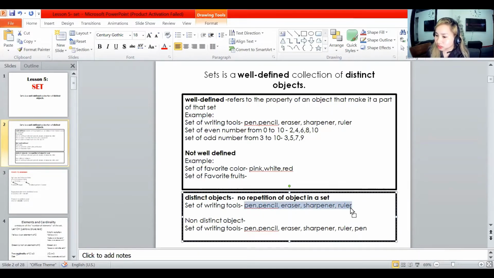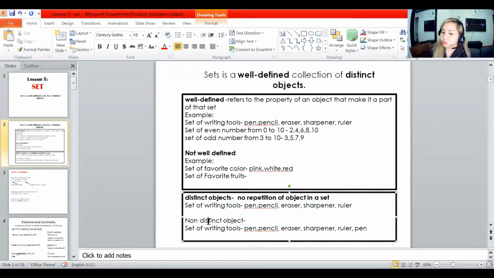Paano nga po ba malalaman yung repetition? Kapag po twice ginamit or thrice or kahit ilang beses ginamit yung isang element dito sa set natin. So, as you can see, yung pen, isang beses lang po siyang ginamit. Yung pencil, yung eraser, sharpener, and ruler, isang beses lang po siya present inside the set po.